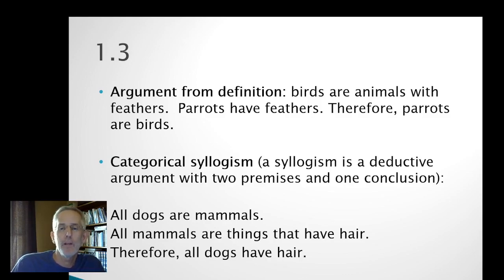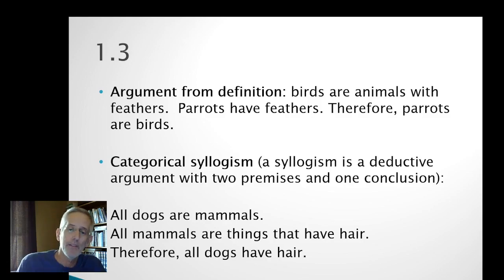So any argument that begins with a stipulative definition, that just says, here's what this thing is, and then draws a conclusion from that, is almost always going to be a deductive argument. So, categorical syllogisms. Now, a syllogism is a deductive argument with two premises and one conclusion. So any deductive argument that has two premises and one conclusion is considered a syllogistic argument. These are the kinds of arguments that the Greek philosopher Aristotle studied. He pioneered the study of syllogistic logic.